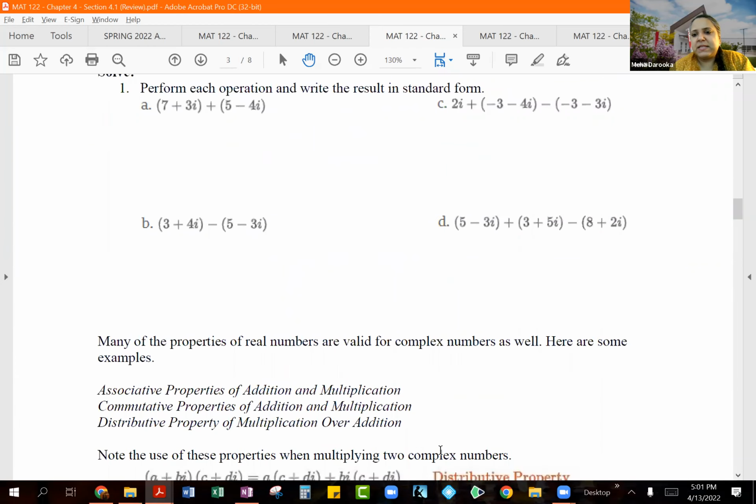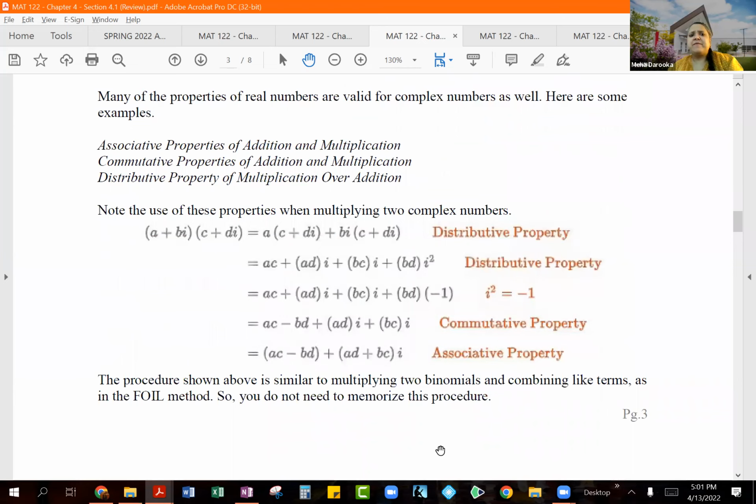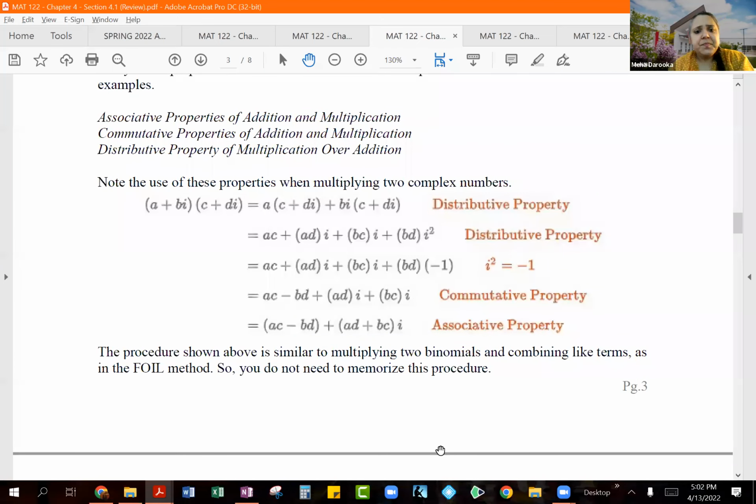Okay. And as you can see, there are a few more examples in here if you just wanted to get a little extra practice. They're just again emphasizing a little bit of the properties that we work with real numbers, how they actually also work with complex numbers. So they're talking about the associative, commutative, and the distributive property over addition over here.